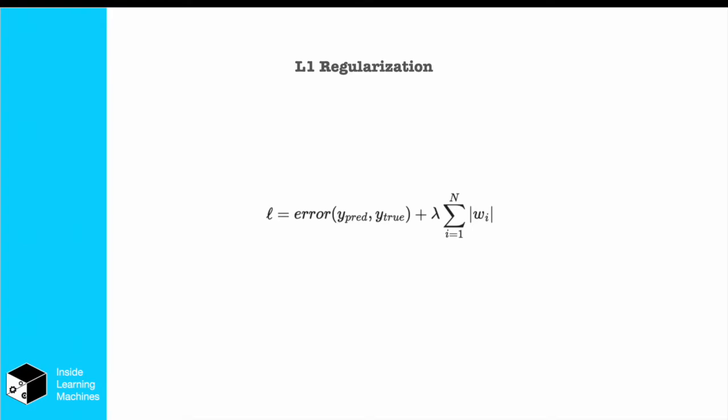With L1 regularization, what we have is an additional term added to our loss function. Here on the right-hand side, you see this additional term. It's lambda times the sum over all the model weights from i equals 1 to n. This summation is done in terms of the absolute value of the model weights.